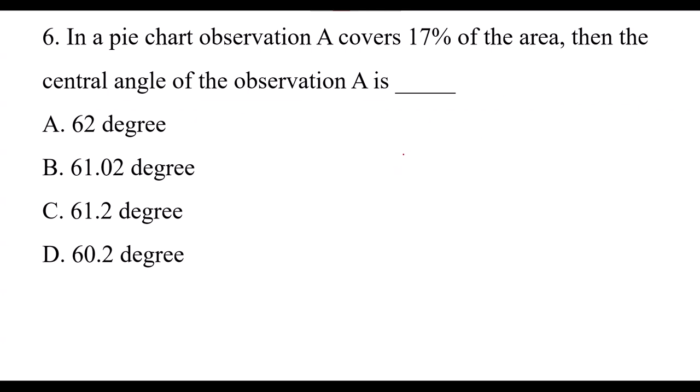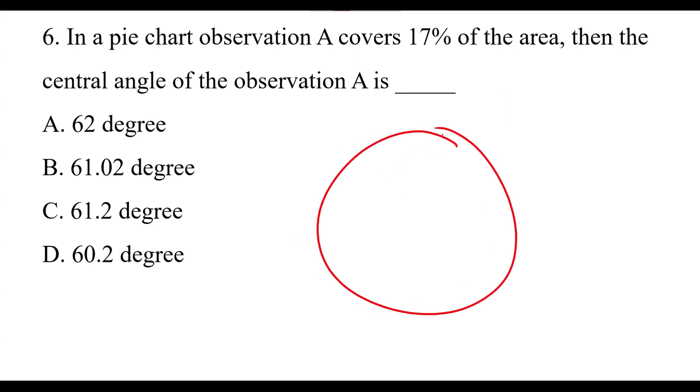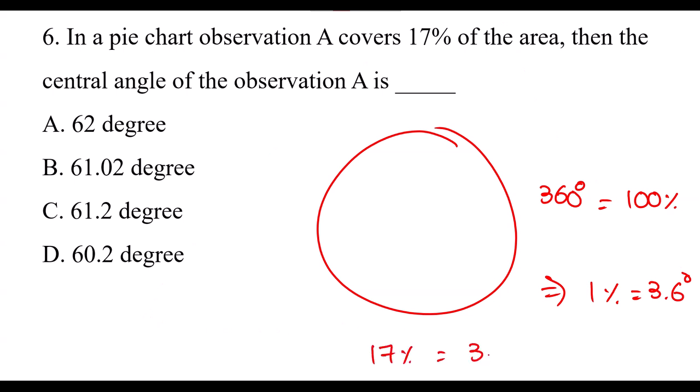In a pie chart observation, A covers 17% of the area. So in a pie chart, our total is 360 degrees, that's equal to 100%. Then 1% is nothing but 3.6 degrees. Here it is 17%, so we'll get 3.6 multiplied by 17, which is 61.2. It's not 61.02. Option C.